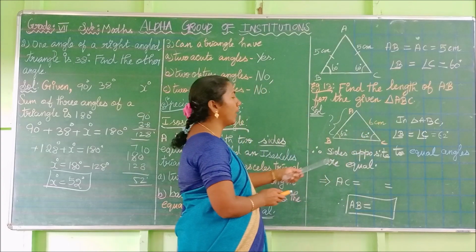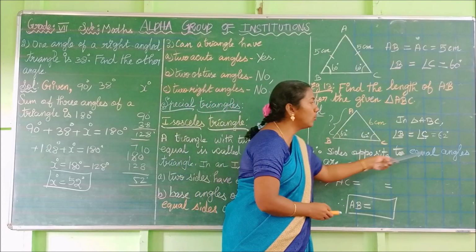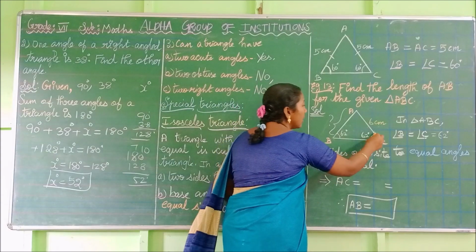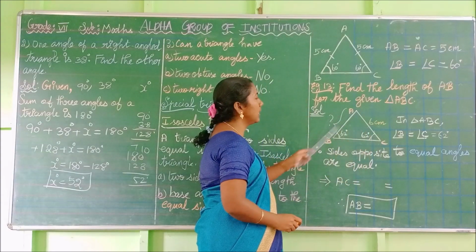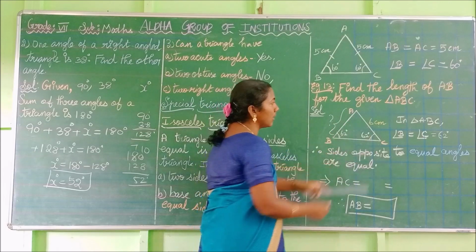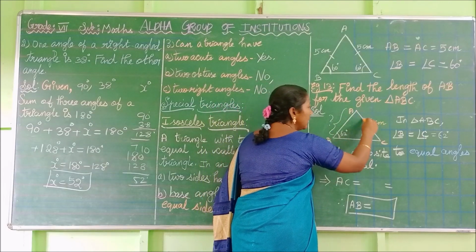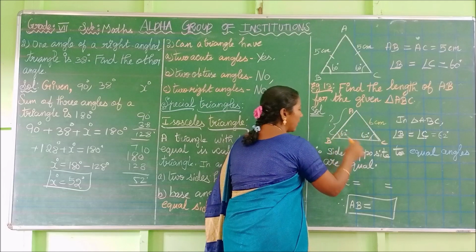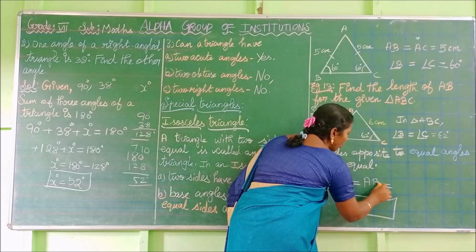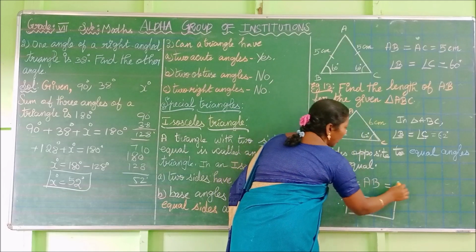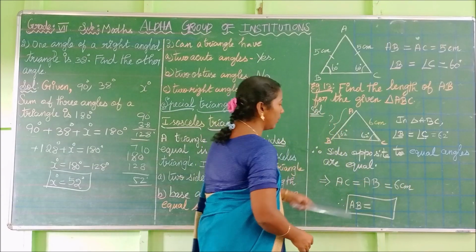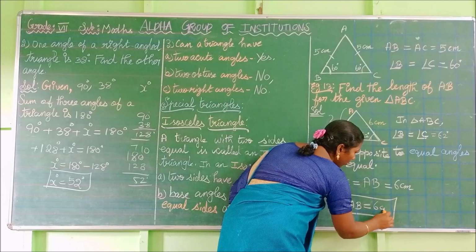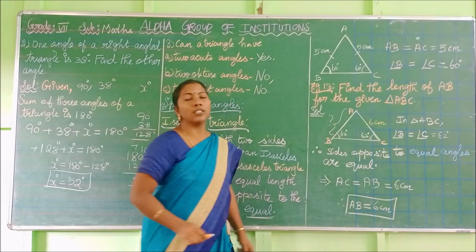So here you have to write sides opposite to equal angles. These angles are equal. So AC. What is the measurement of AC? AC equal to 6 cm. This AC and this AB are in same measurement. So we have to make AC equal to AB equal to 6 cm. But in the question they have asked for AB only. So you have to write AB equal to 6 cm. Do you understand, children?